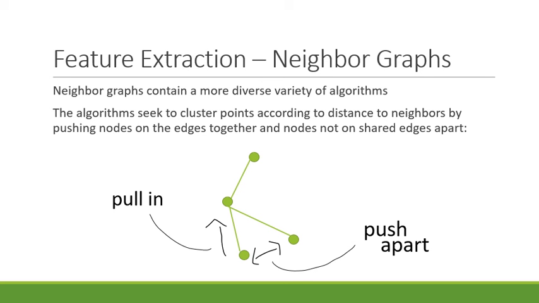You may also hear about neighbor graphs. Neighbor graphs contain a more diverse variety of algorithms, which seek to cluster points according to distance by neighbors, and they push the nodes on the edges together and the nodes that are not on shared edges apart. Then they calculate those distances and try to optimize those calculations. So basically, you're building a graph and then using force-directed graph layouts. This is a totally different approach to the very mathematically exact method of PCA.